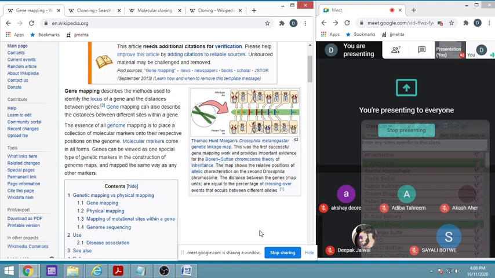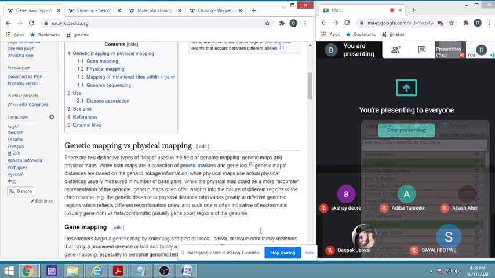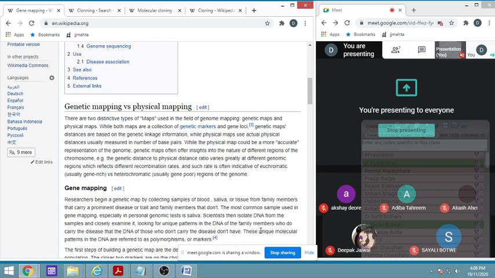So genes can be viewed as a special type of genetic marker in the construction of a genomic map, and these are mapped in the same way as any other markers which are present. Now this genetic mapping is there along with physical mapping also. There are two distinct types of maps used by scientists. One is called a genetic map and the other is called a physical map.